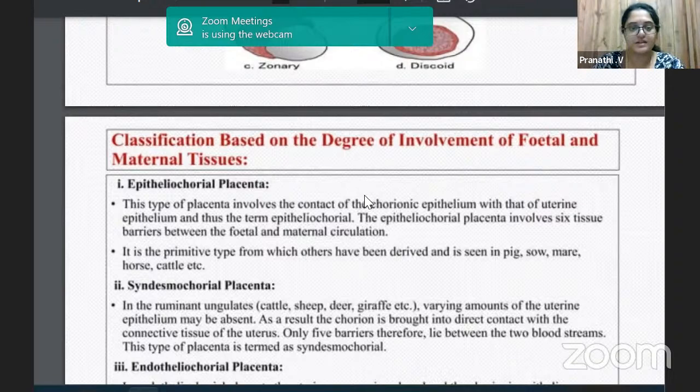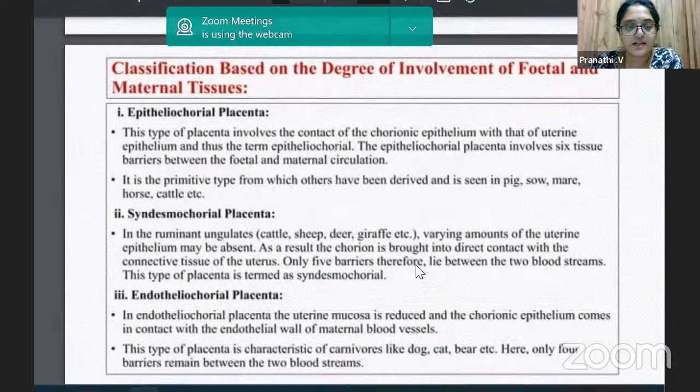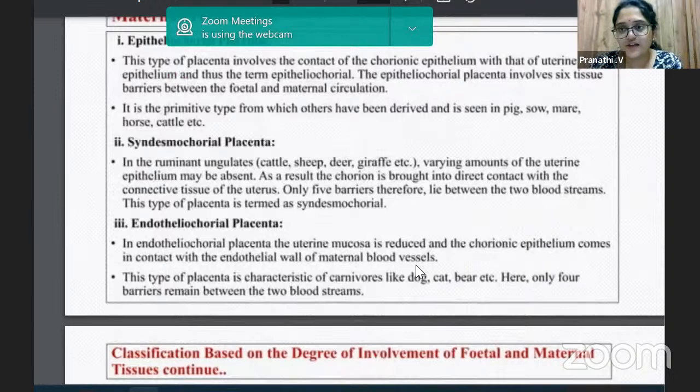And then there is the syndesmochorial placenta, seen in ruminant ungulates, that is your ruminating animals such as cattle, sheep, deer, giraffe. Here the uterine epithelium is absent, because of which there is direct contact of the chorion with the connective tissue of the uterus. So only five barriers are present between the two blood streams. This is seen in, like I told you, ruminants or cud-chewing ungulates, that is your camel, giraffe, all of these animals.